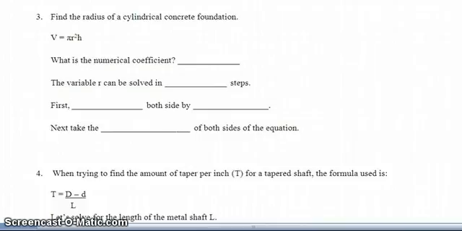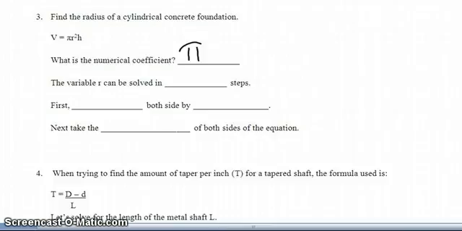Looking at example 3, find the radius. So I'm going to solve for r of a cylindrical concrete foundation. So the first question I have for you is, what is the numerical coefficient of my equation? If you remember right, that coefficient is pi. Pi stands for 3.14, etc. It goes on.